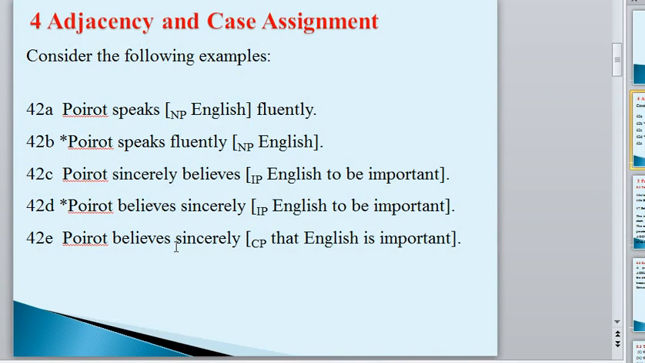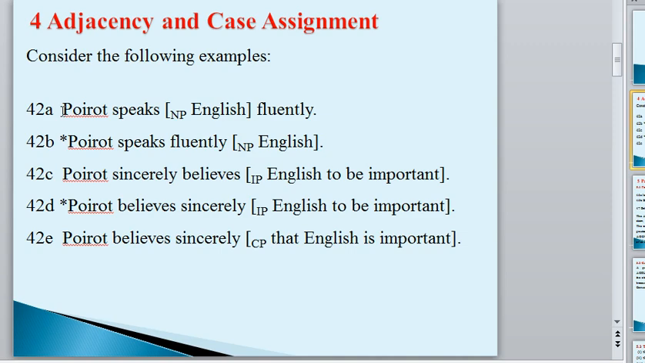We have a condition in case assignment. This is the condition of adjacency. It means that the case assigner should be near the NP. For example, look at this example, and we can see this condition, the adjacency. Poirot speaks English fluently. You see here, the verb speaks is near the noun English, so it can assign case to English, and our sentence is correct, and there is no problem.